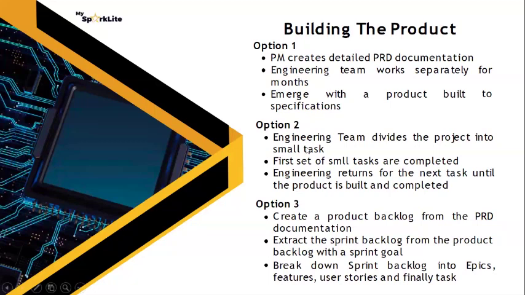Then option two is this: you get your engineering team, you break the project into small tasks. And this is where the waterfall model comes in. I'm sure you have heard of the waterfall model, and you've also heard of agile methodologies. This is where people adopt the waterfall model: they get the ideas, they get the requirements, they build, they test, they revise, they take it to the market.